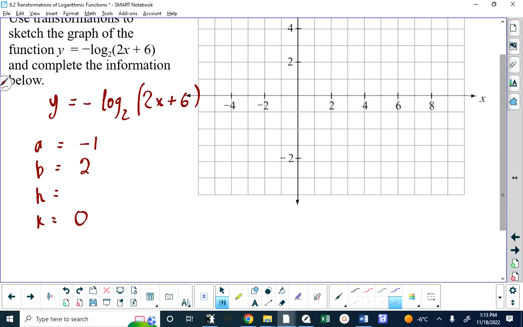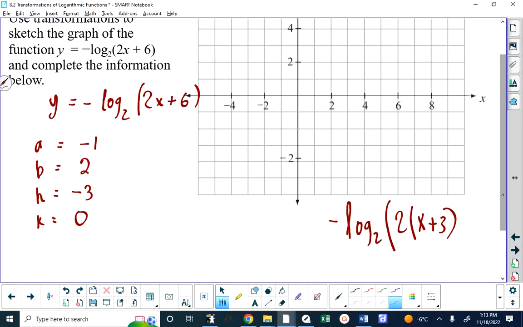I hope we would all be in agreement on those three. What is the value, Isaac, of h? Negative 3. Good. We do have to factor that 2 out to end up with negative log base 2 of 2 and then brackets x plus 3. So h is negative 3.